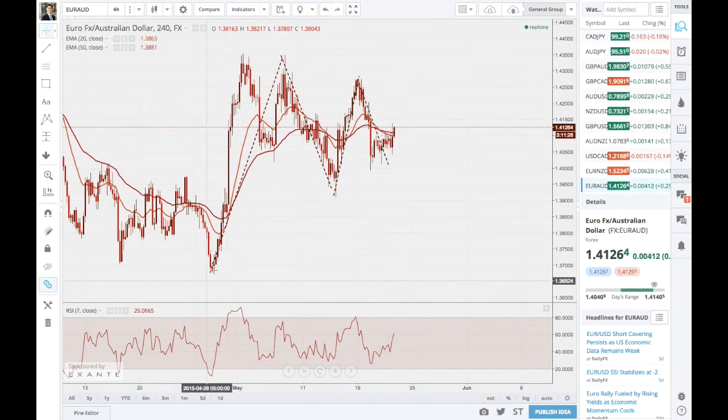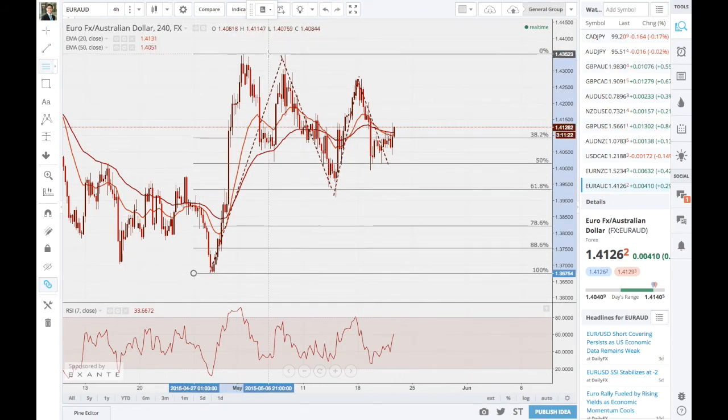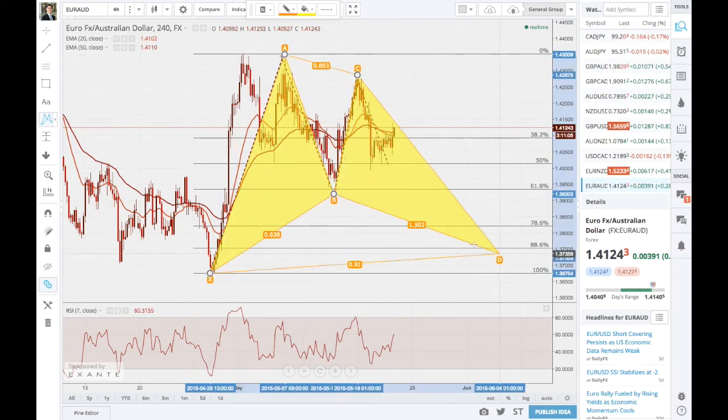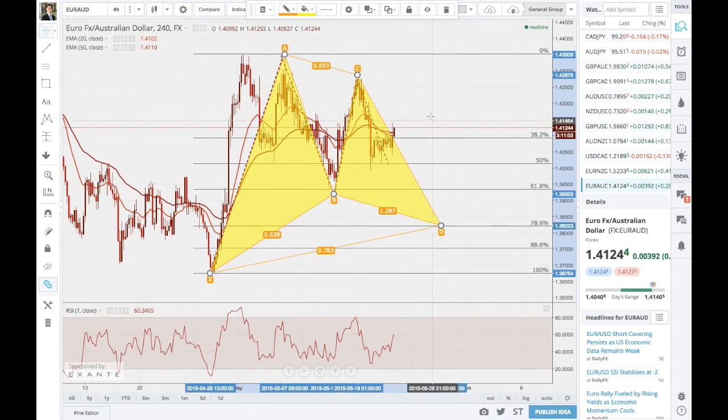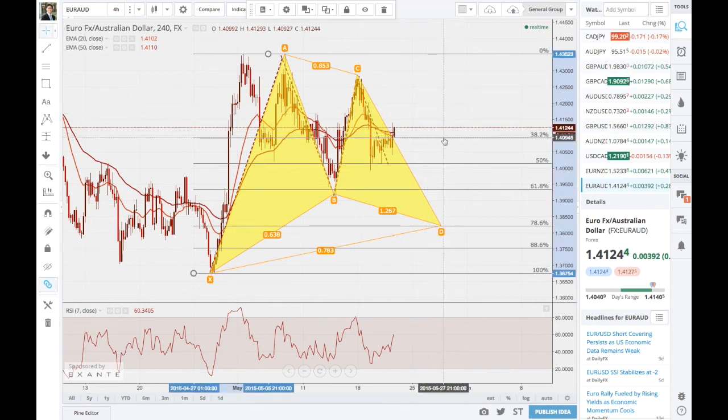So if your X point is here, then A, B, C, D, the first thing you want to do is measure your first leg using Fibonacci. What we see is that in XAB, your B point touches 0.618. When this happens, we have a potential Gartley pattern, and the Gartley pattern naturally completes at the 0.786. So it looks something like this. I'll delete the Fibonacci.